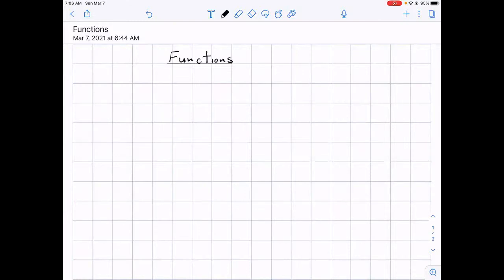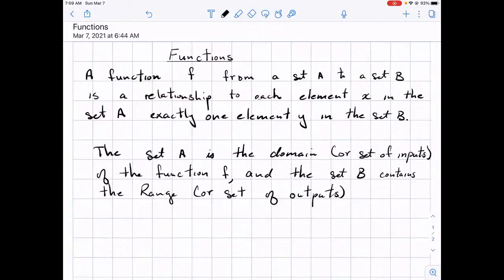Well, let me present you with a definition of a function. So here we can see a function, and the most common notation for a function is f. From a set A to a set B is a relationship to each element x in set A, exactly one element in set B. Okay. In addition, we say the set A is the domain for a set of inputs. So the input is called the domain of the function, and the set B contains the range. So whatever it's mapped to is the range.